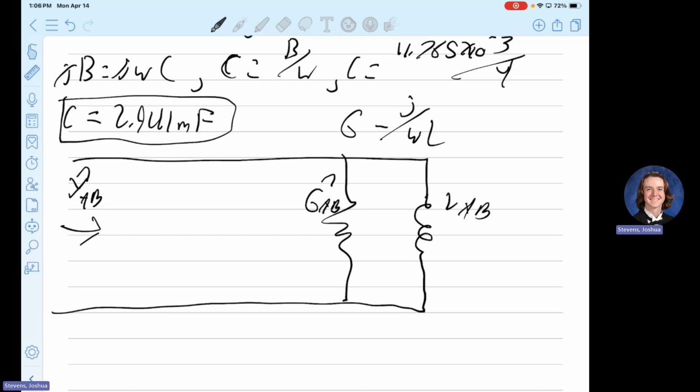Anybody disagree? Anybody agree? Looks like a lot of people are agreeing. I disagree. If you were to do that, put a capacitor in series, okay, that'd be like doing this.